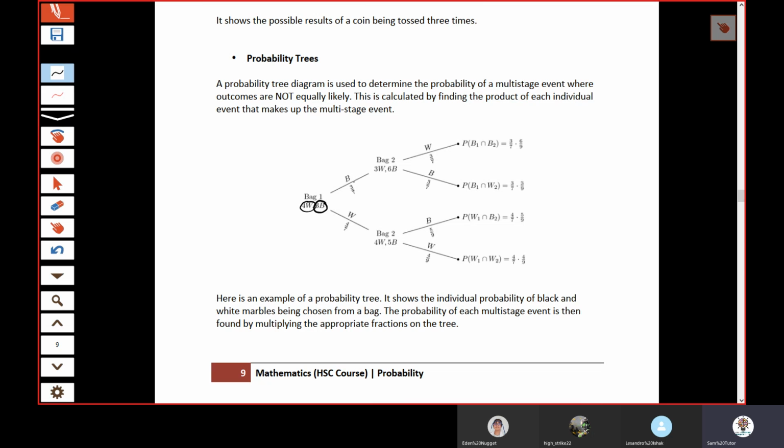Now imagine you did get a black ball. So there was 3 blacks and 4 whites. Imagine you've already got a black. Well, how many blacks would be left? Wait, what happened here? 3 white, 6 black. Oh, in bag 2. Sorry, so that's a bit different. 4 white, 5 blacks. Yeah, no. Don't worry. Ignore this.